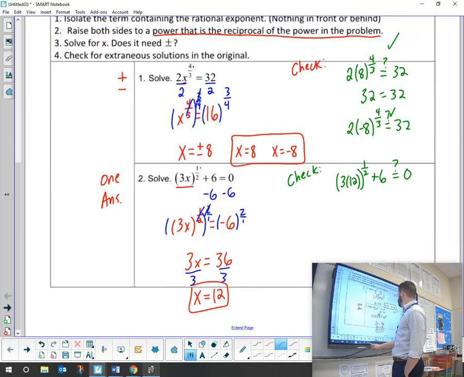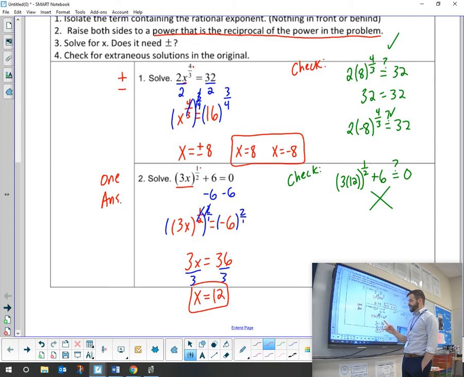Hold on, yeah, that equals 12. How does that work? Let's see here. Did I mess up? Okay, 3 times 12 is 36. 36 raised to the... Yep, that's not going to work. This actually isn't a real answer. This one does not work.